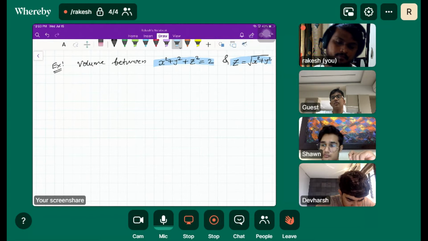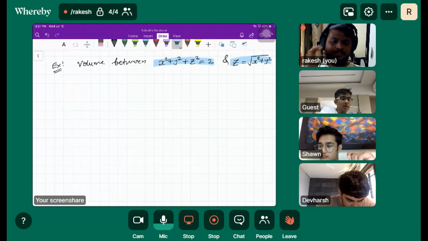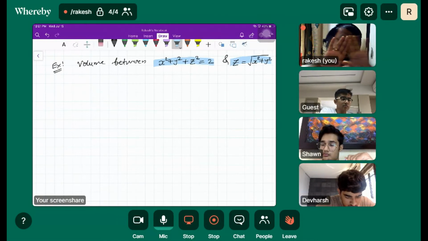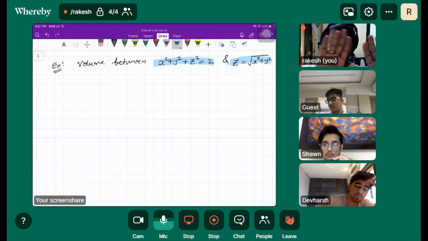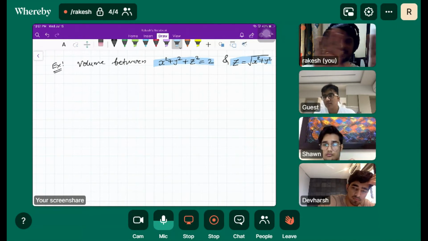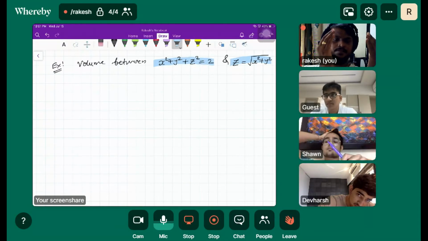Z square is equal to x square plus y square. That's some surface. Okay. Now understand the concept. That will be some surface. Now understand the concept. This is your xy plane. Now look at the screen. This is your xy plane. This is your surface somewhere here. That is your sphere. Right. This is your surface sphere.